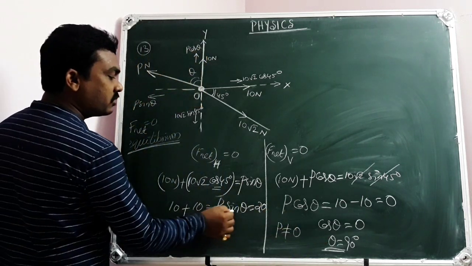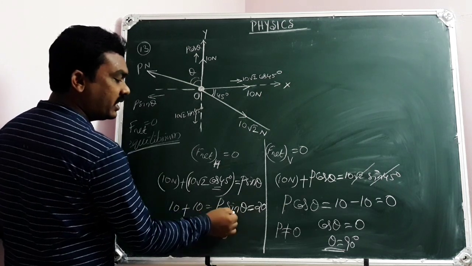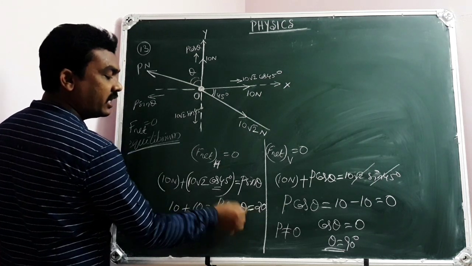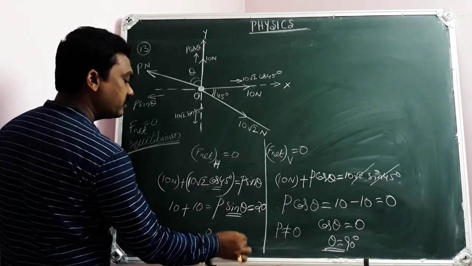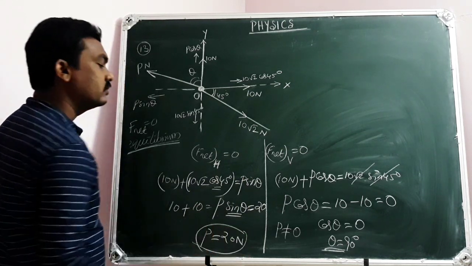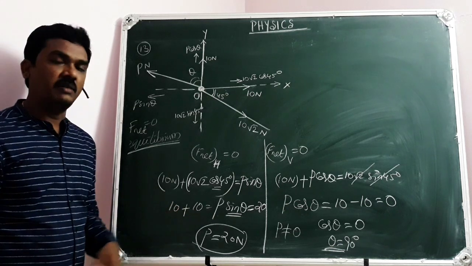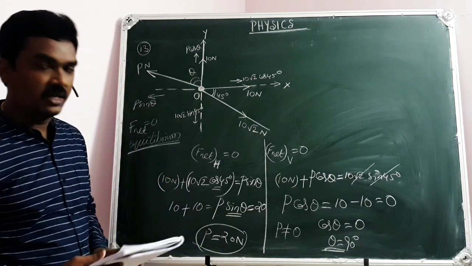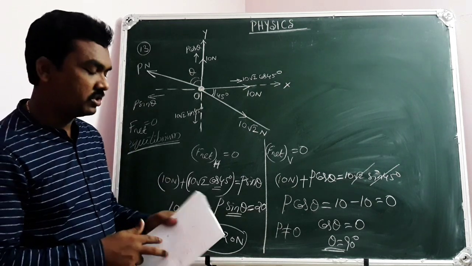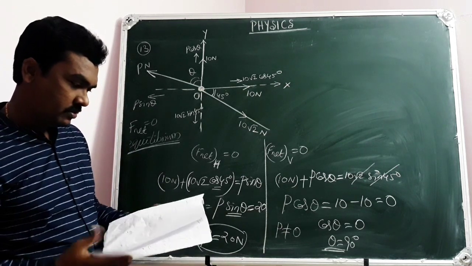Substitute here: P into sin theta equal to 20. But theta equal to 90 degrees, and sin 90 degrees is 1. So your P is equal to 20. So this is how the things can be solved. P equal to 20 Newton and theta equal to 90 degrees. This is all about the 13th question. Also done.